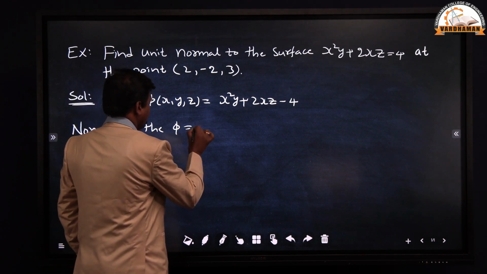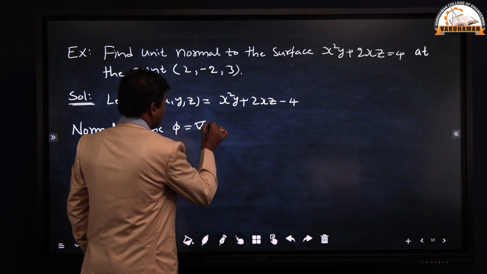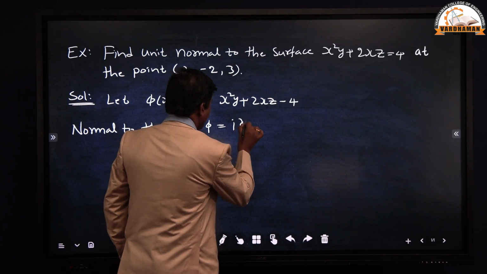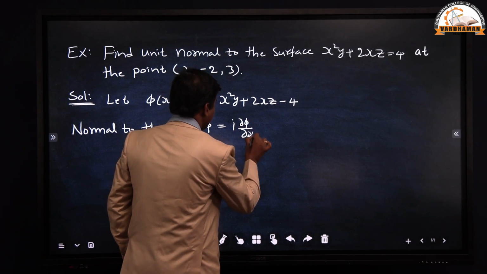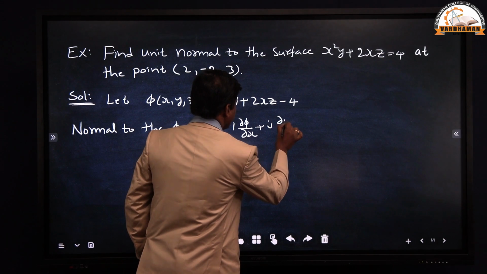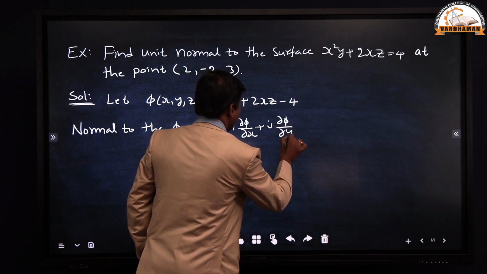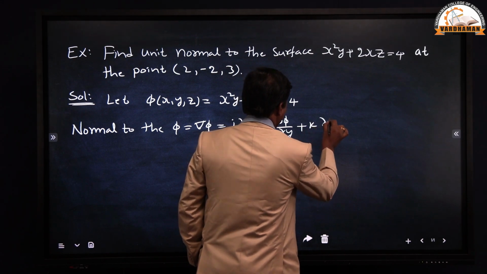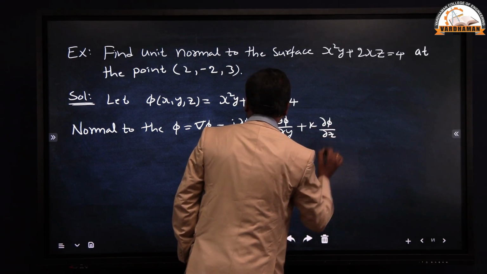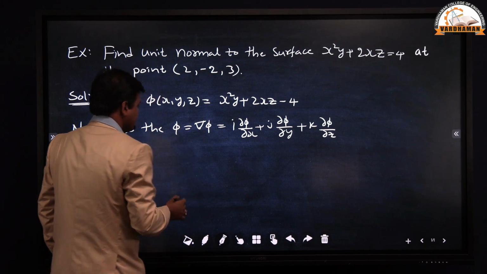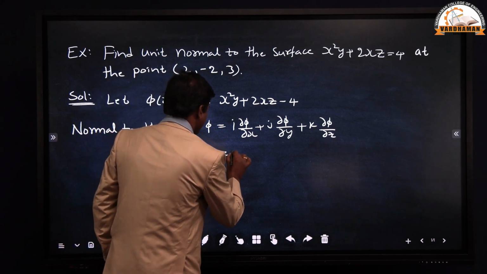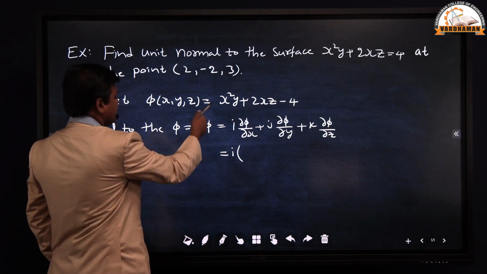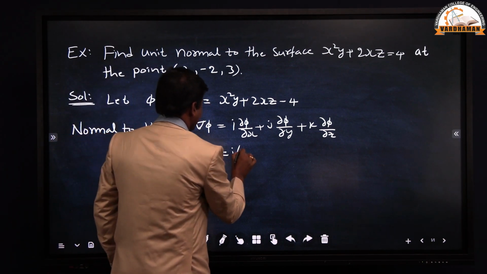The normal to the surface phi is equal to del phi, and del phi equal to i dou phi by dou x plus j dou phi by dou y plus k dou phi by dou z. So this equals i into dou phi by dou x. Differentiate phi with respect to x partially.